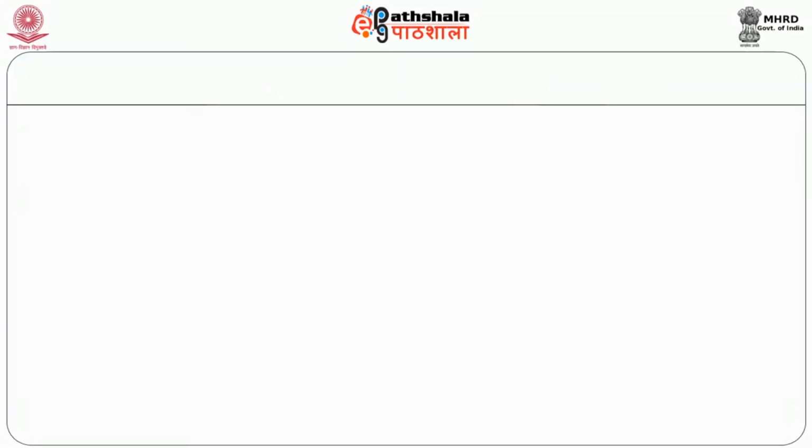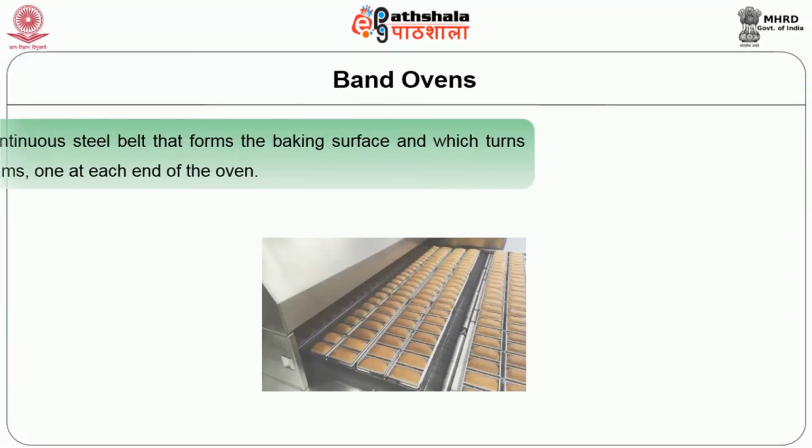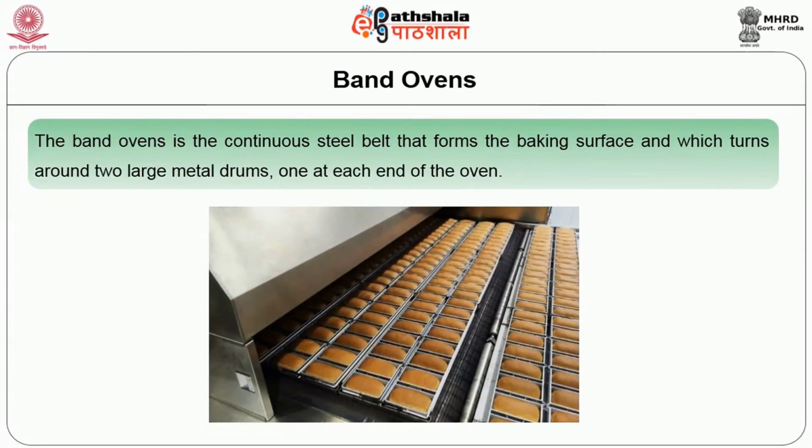Another class of ovens is the band oven, which has a continuous steel belt that forms the baking surface and which turns around two large metal drums, one at each end of the oven. Because there is no need for elaborate transfer mechanisms, the baking chamber itself can be restricted in volume to almost the minimum theoretical space required to hold the product and the hearth, so that heat control is simplified and heat loss is reduced. The bands can be used as hearths for baking most kinds of bakery products, and as supporting surfaces for pans. Their greatest utility has been for crackers and cookies.